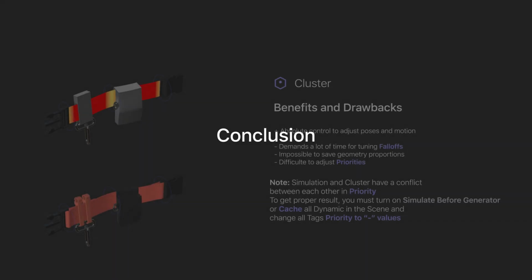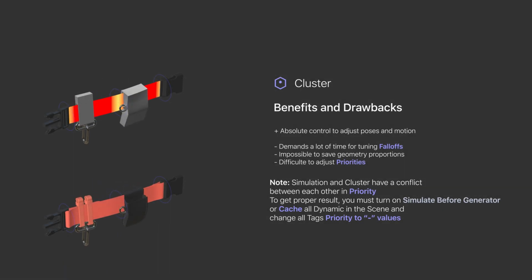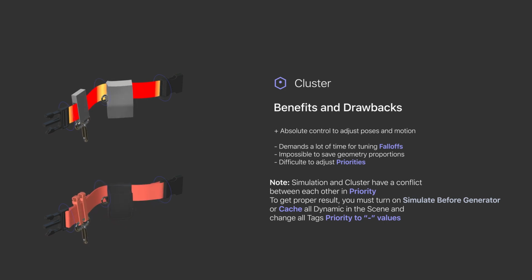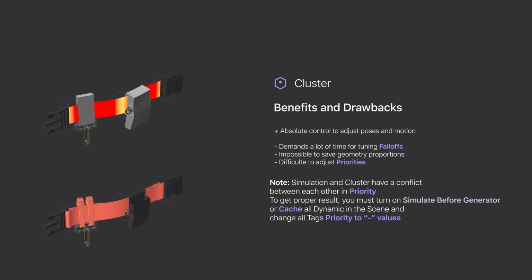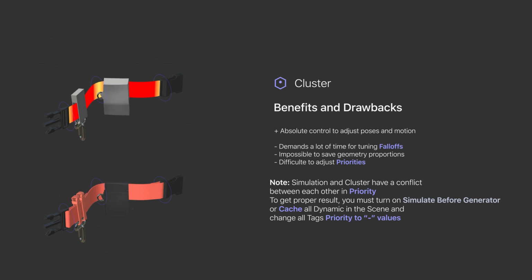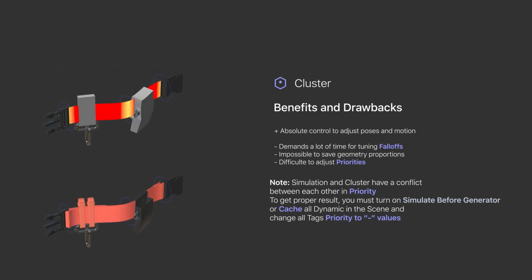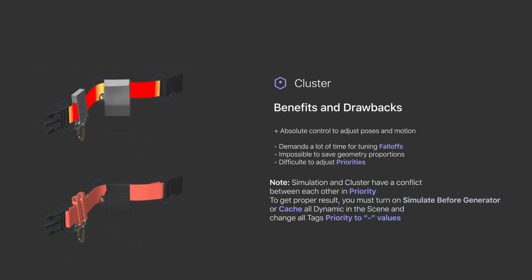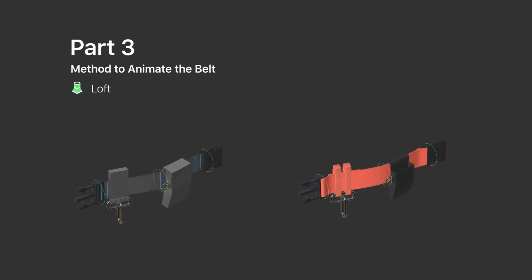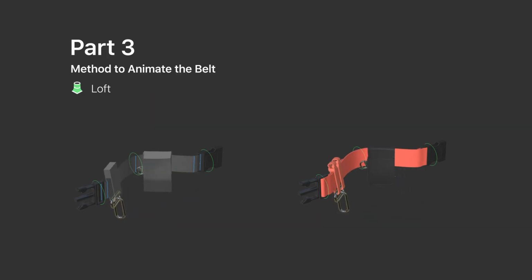The cluster method gives you absolute control to adjust poses and motion, but it demands a lot of time for tuning falloffs, it's impossible to save geometry proportions, and if you use simulation to attach objects to the belt, it has issues with priorities. Next and final method is loft.